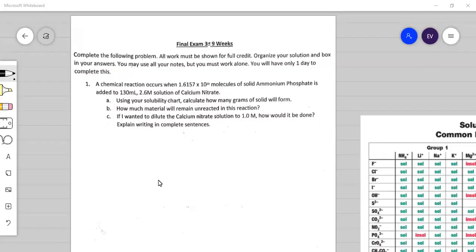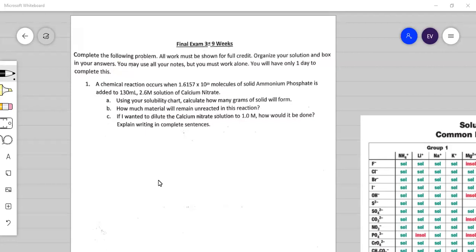Solutions for the final exam, third 9 weeks. A chemical reaction occurs between 1.6157 times 10 to the 23rd molecules of solid ammonium phosphate and a 2.6 molar solution of calcium nitrate. Okay, so first things first, I need to write a balanced chemical equation.